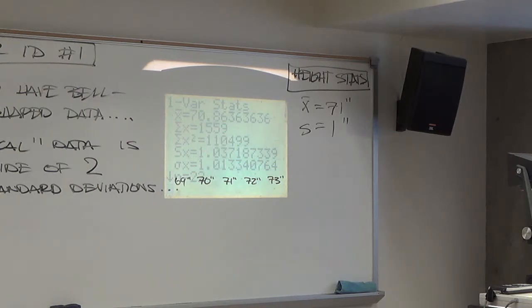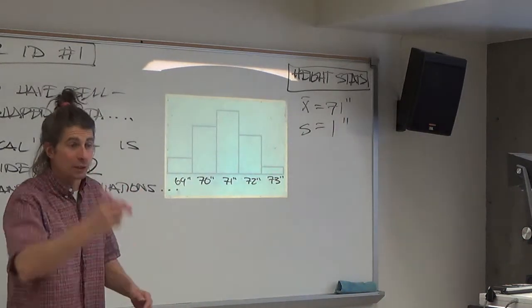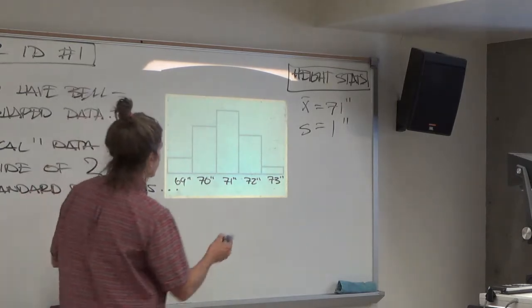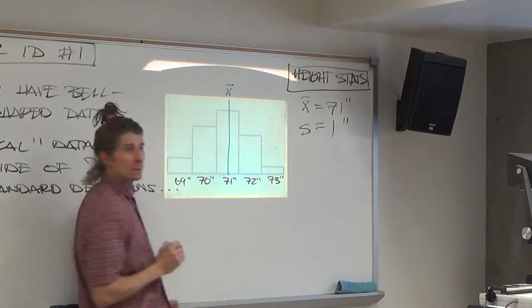Cool so far? So this tells us something. Going back to our screen, it tells us where our average is, which is exactly where we thought it was. We thought it was at 71 inches, and it is.